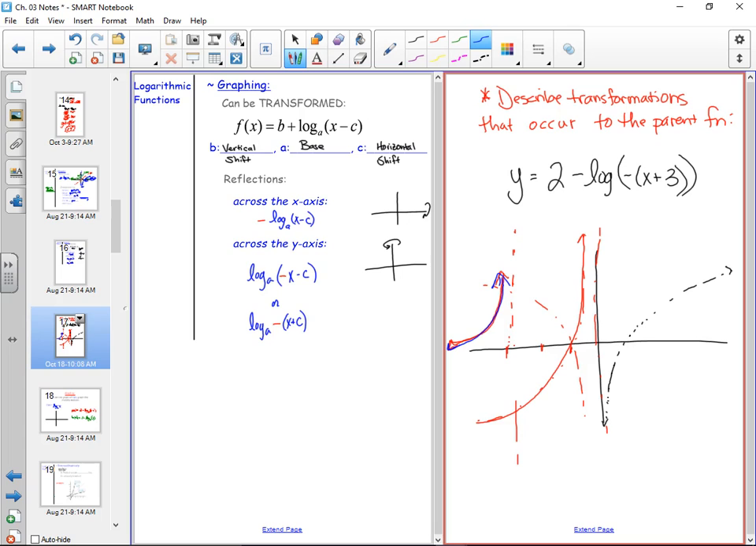Then how would we describe these transformations? What did we do first? Okay, we did a vertical reflection across the x-axis, so I'll say a vertical flip. What else did we do? Then we did a horizontal flip, and then what did we do? Then we went up 2, and then we went over 3. If we went in that order, we get the graph.